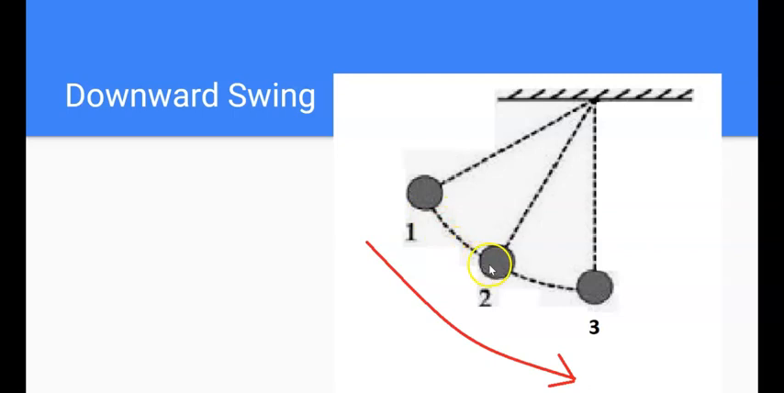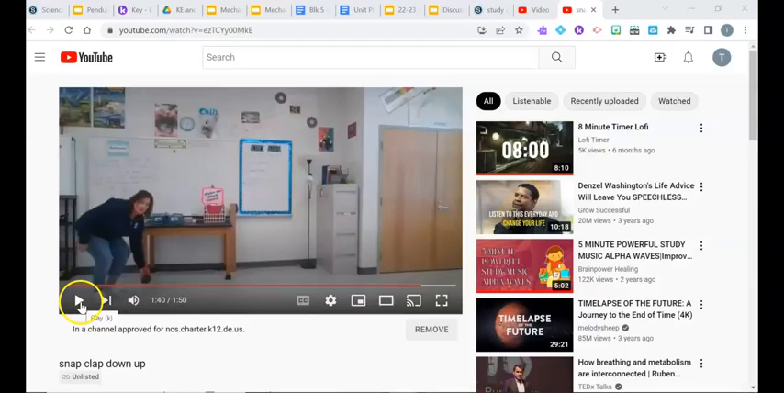So it's gaining kinetic energy. Here there's a medium amount, and then it has maximum kinetic energy at the very bottom of the swing. So bobs will always have maximum speed at the bottom of the swing, the lowest point of the swing, regardless of which direction it's going, which direction it's swinging.